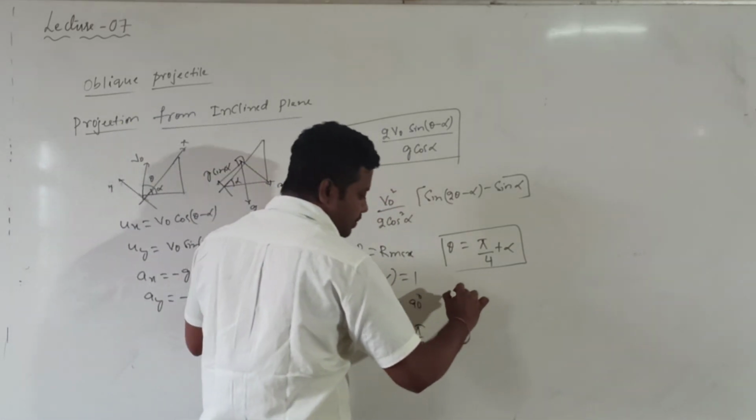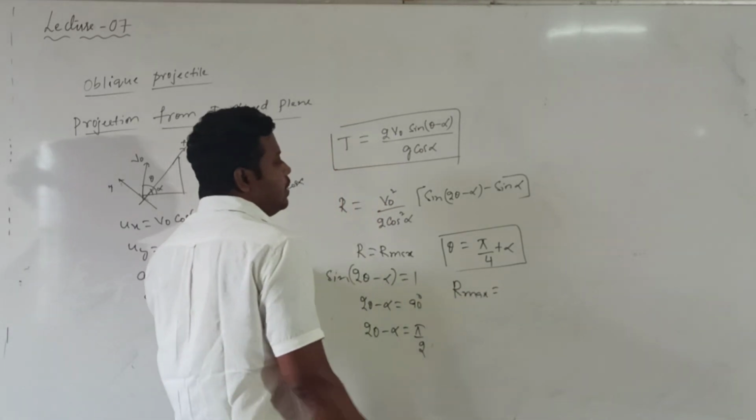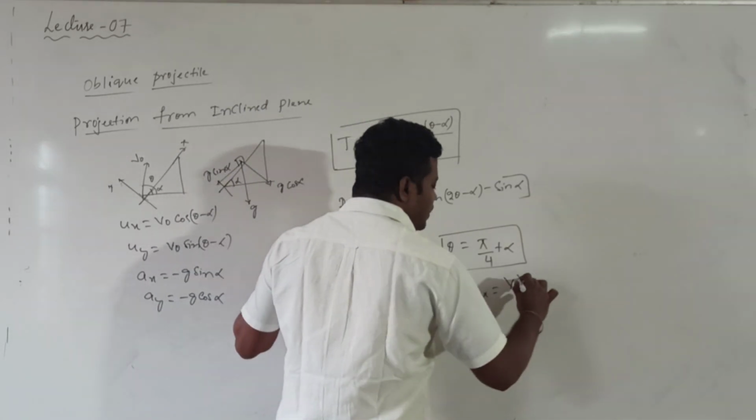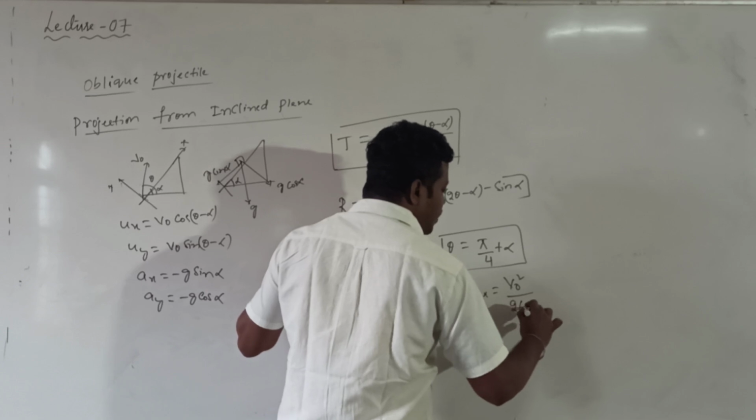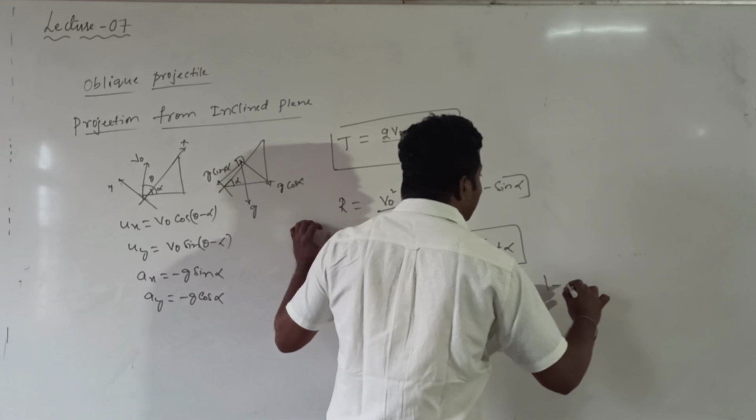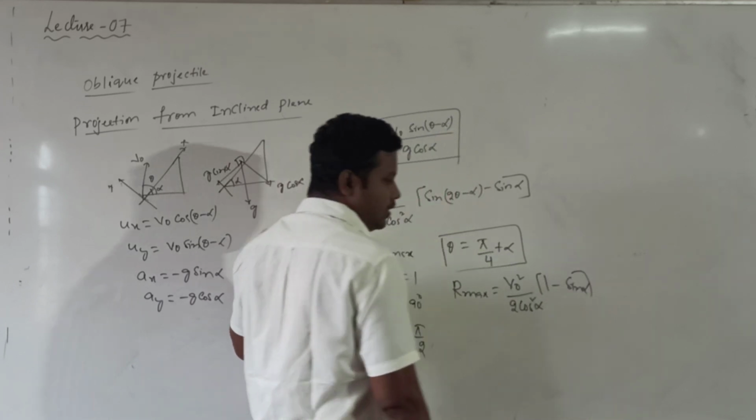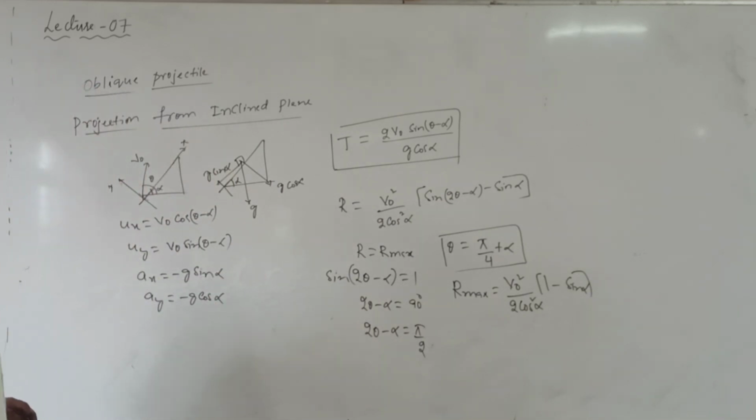The range value is maximum. What is the maximum range given by? Maximum range is equal to v naught square divided by 2 into cos square alpha into 1 minus sin alpha, because that value will be equal to 1. So this is the case for projection from the inclined plane.